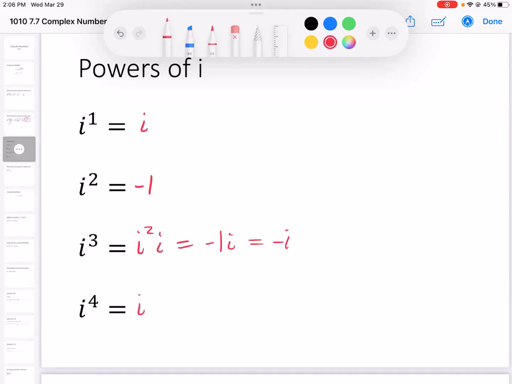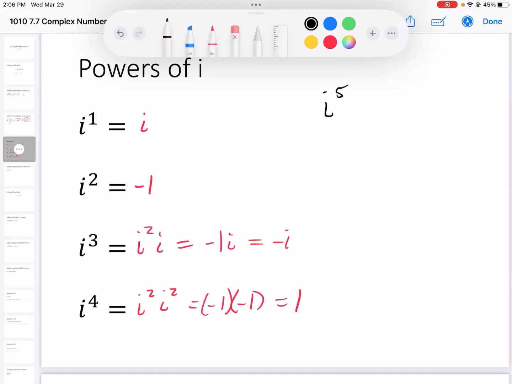Yep, it'd be 1 because i to the fourth is i squared times i squared, which is negative 1 times negative 1, which equals positive 1. So the imaginary number i can be simplified pretty often if you're raising it to a power. And this pattern will repeat itself as you continue raising it to other powers.